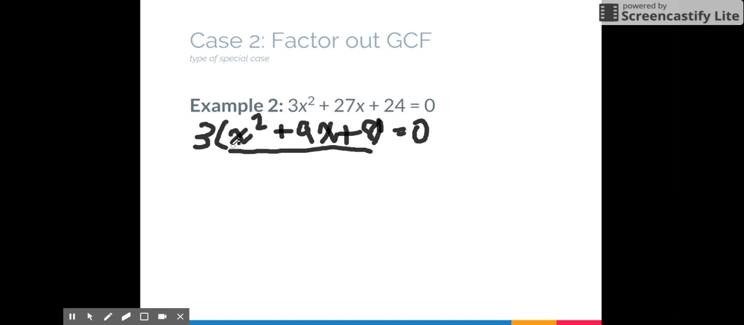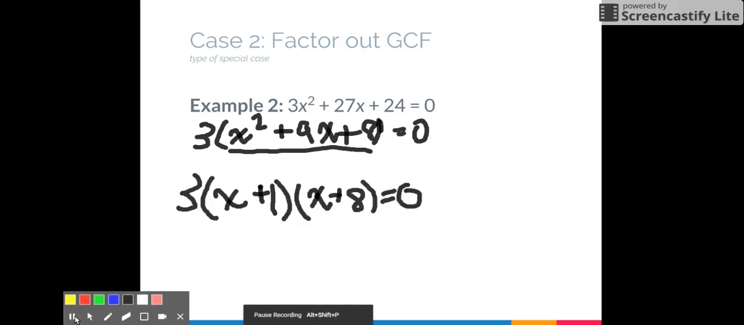But I'm basically looking for what times what will give me 8, and what plus what will give me 9. So 1 times 8 gives me 8, and 1 plus 8 gives me 9. So I can write the following. And now I'm left with this. To make sure I did it correctly, I'm going to take x plus 1 times x plus 8 and make sure I get x squared plus 9x plus 8.